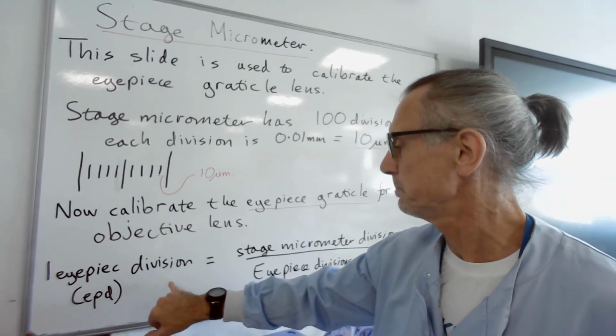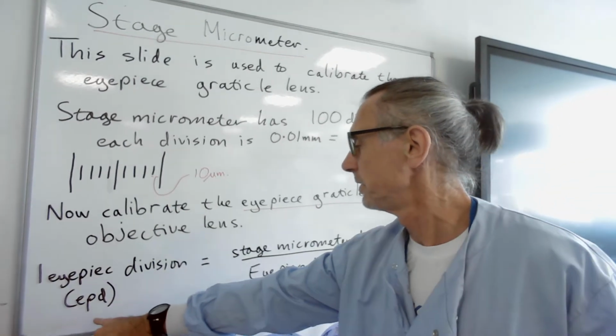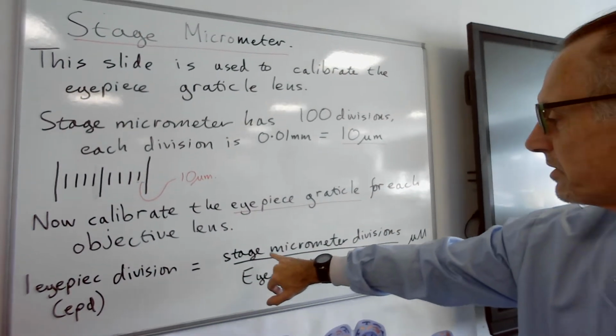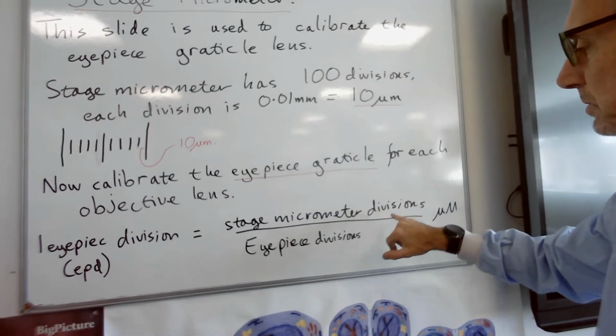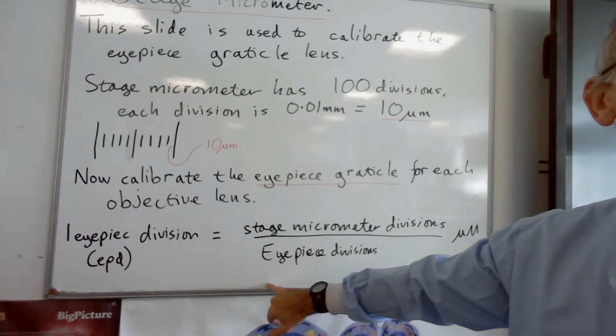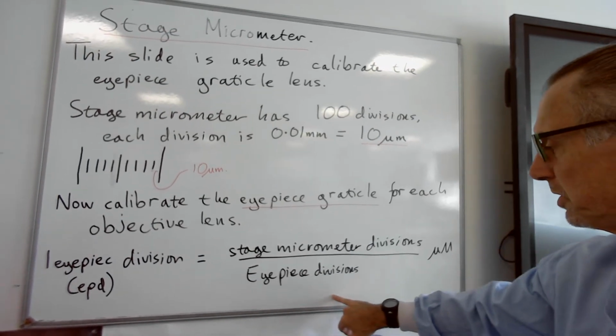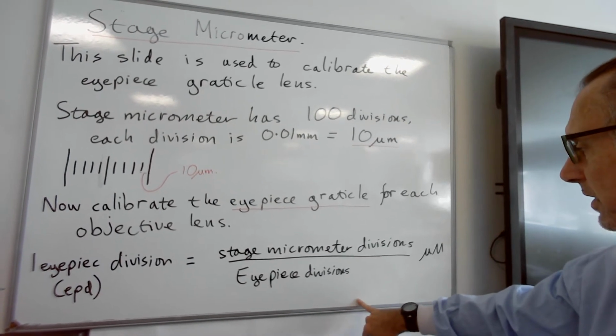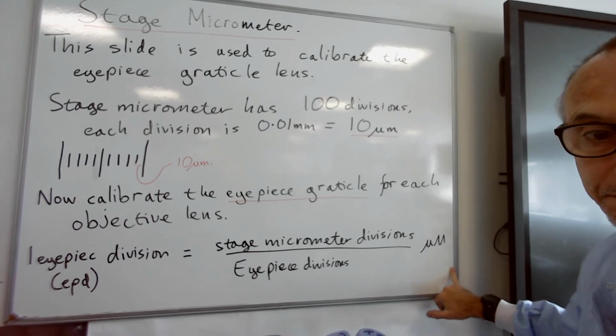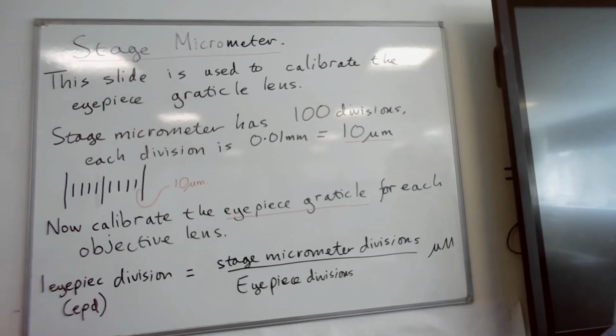So one eyepiece division, or otherwise known as EPD, equals the number of stage micrometer divisions which match up to the number of eyepiece divisions. I've got a couple of photographs that students took to show you of that when I finish this video, and then the units are in micrometers. So let's go over to the microscope now to see this in action.